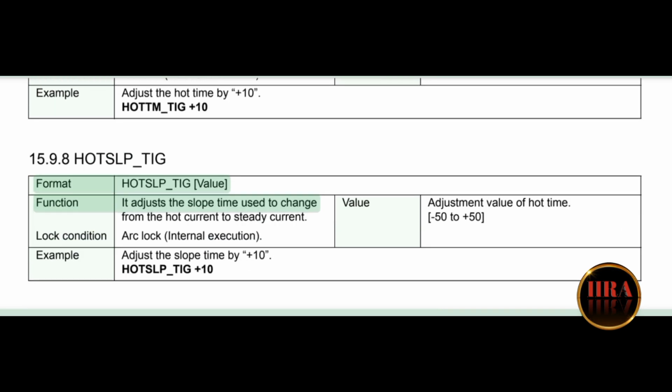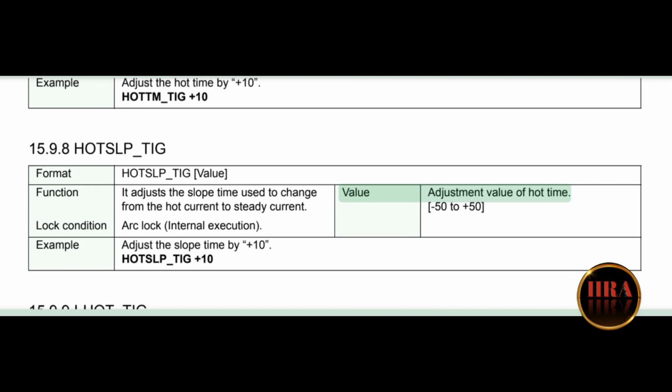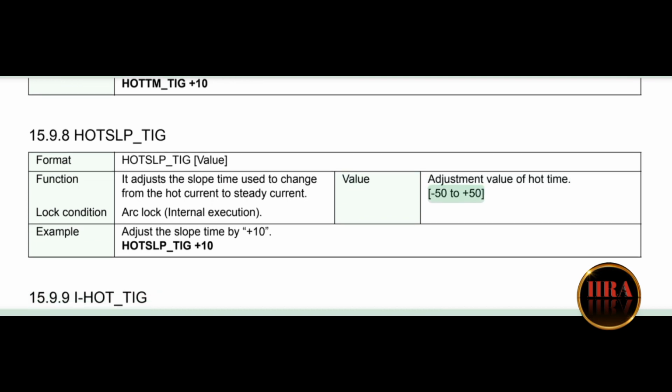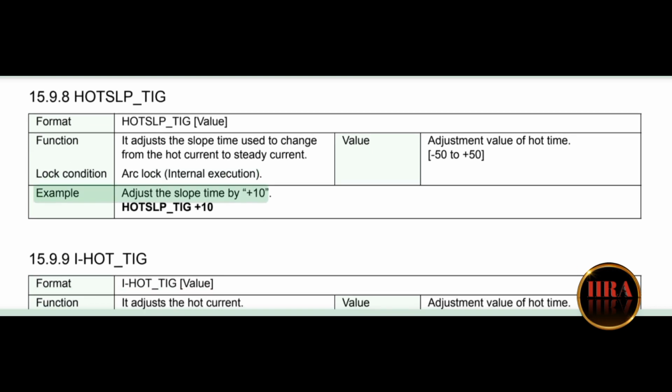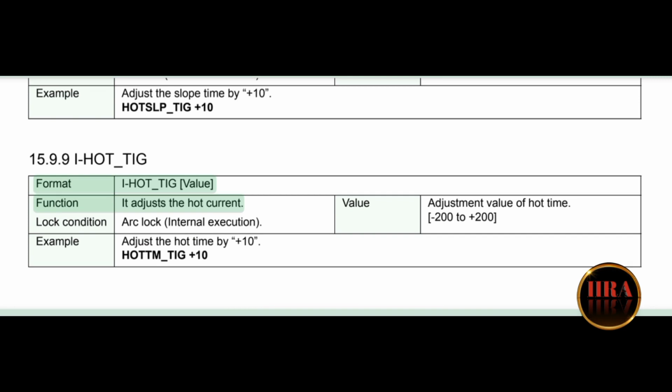Format: HOTSLP_TIG value. Function: it adjusts the slope time used to change from the hot current to steady current. Value: adjustment value of slope time, -50 to +50. Lock condition: arc lock, internal execution. Example: adjust the slope time by +10. HOTSLP_TIG +10.